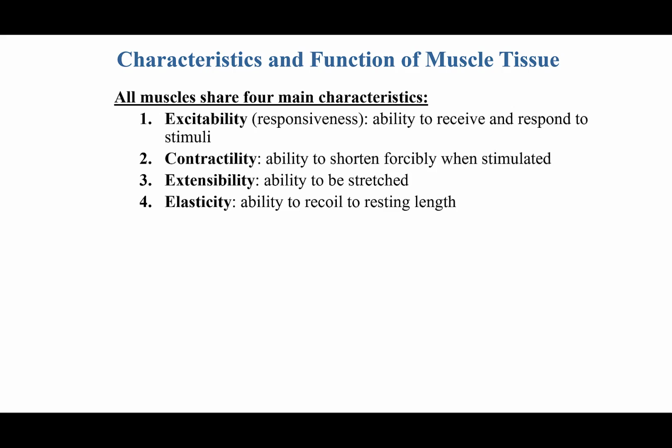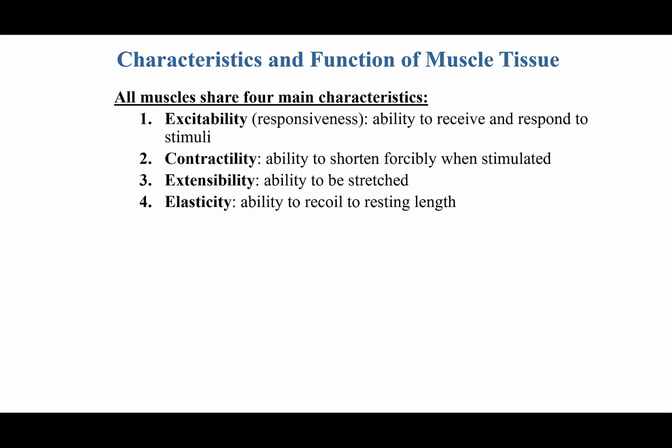Here are the four main characteristics of a muscle. If a tissue has these characteristics, it is considered a muscle tissue. One of the characteristics is that it needs to have excitability. That means when a neuron triggers it to contract, that tissue needs to be responsive to that signal or the stimuli that's sent by a neuron.